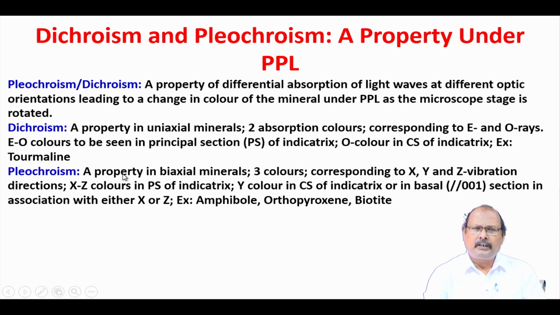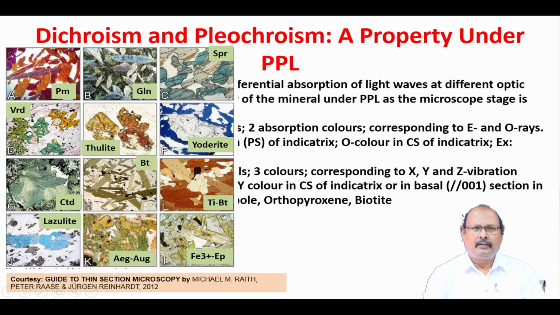Pleochroism is the property of a biaxial mineral. Theoretically, you can have three colors here corresponding to X, Y and Z vibration directions. So, you can see X and Z colors in the principal section of the indicatrix, and Y color in the circular section of the indicatrix, or in basal section, that is parallel to 001 optic orientation, where you can have Y associated with either X or Z. Examples of pleochroic minerals are amphibole, orthopyroxene and biotite, and I can show you many other minerals which are pleochroic here.